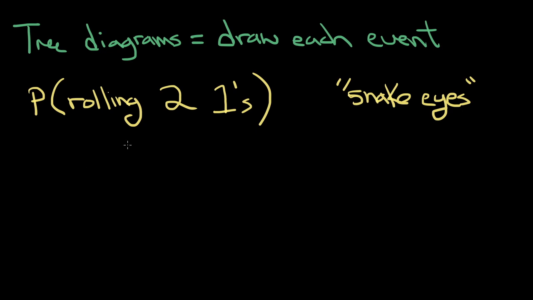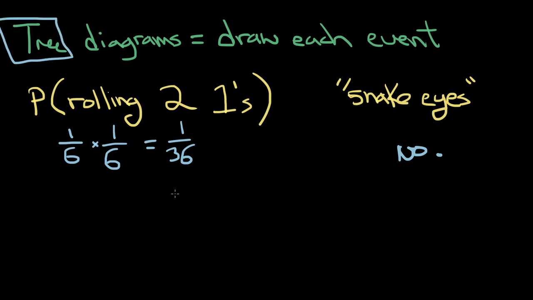Anyways, so rolling two ones. Are these dependent or independent events? When I roll those two dice, does the first one influence the second one? The answer is no, it does not. So these are independent, so I'm going to multiply them. It would be the chance of rolling a 1 the first time, multiplied by the chance of rolling a 1 again the second time. So your chance of getting snake eyes is 1 out of 36, which is less than 3%, I think, which is pretty low. But I want to show you the tree diagram.